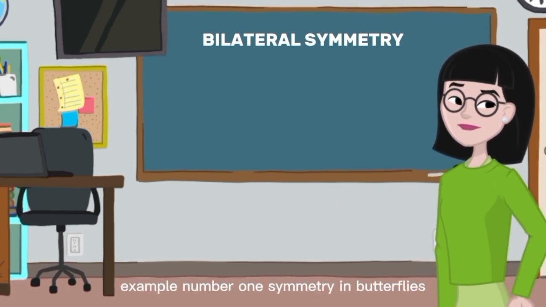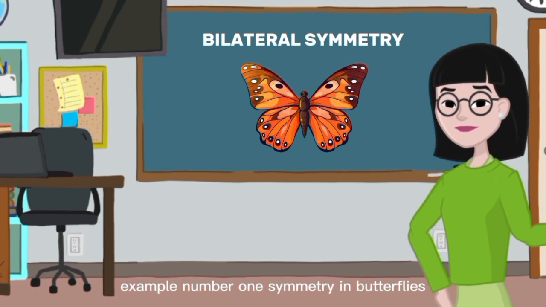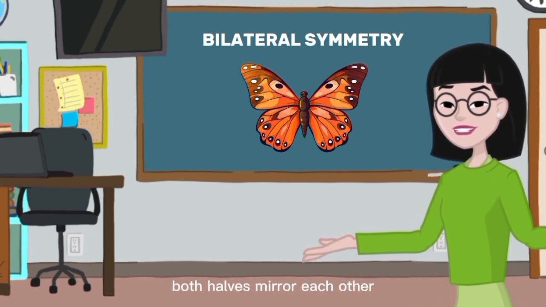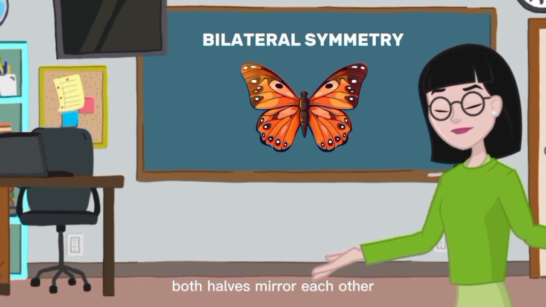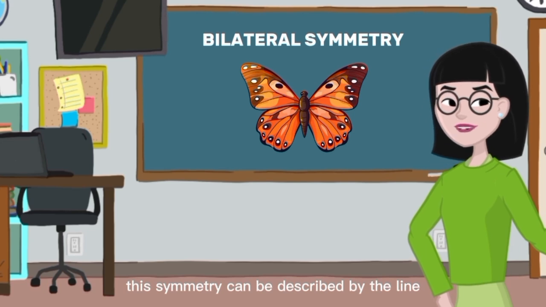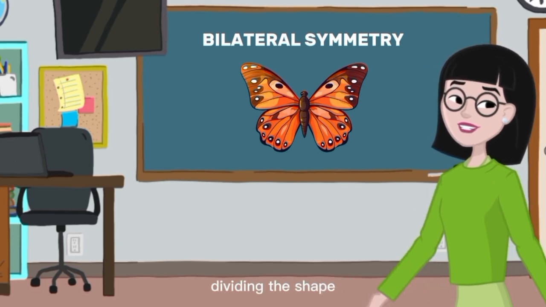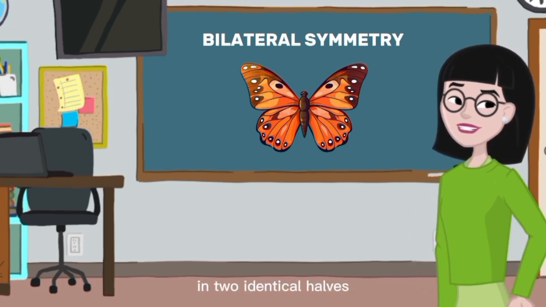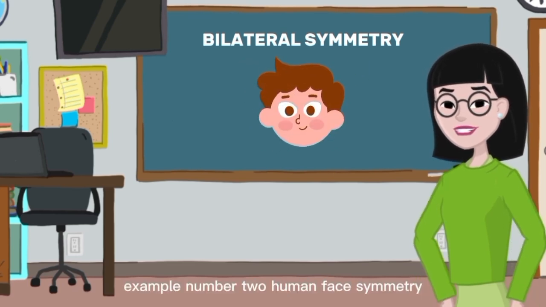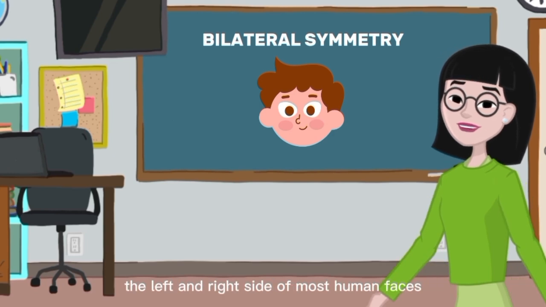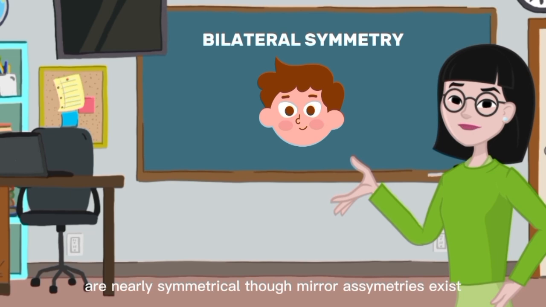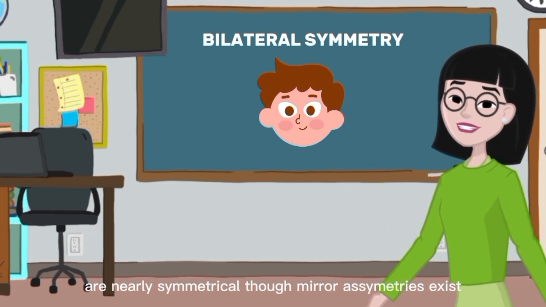Example number 1. Symmetry in butterflies. If you divide a butterfly down the middle, both halves mirror each other. Mathematically, this symmetry can be described by a vertical line dividing the shape into two identical halves. Example number 2. Human face symmetry. The left and right sides of most human faces are nearly symmetrical, though minor asymmetries exist.